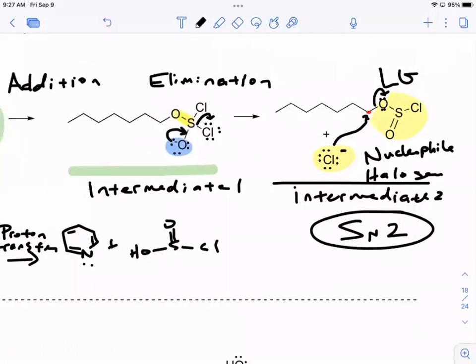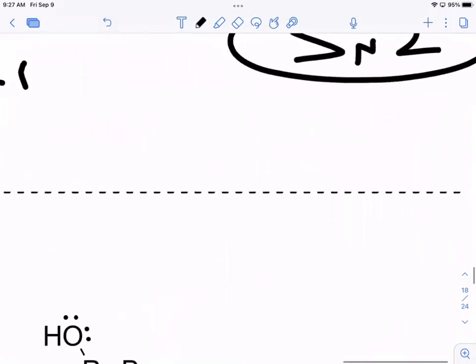That's why this only works on primaries. It can work on a secondary, but it'll be slower, because for SN2, primary carbons are faster because of how it happens, right? With the nucleophile coming in and the leaving group leaving at the same time, the SN2 is much faster on a primary carbon because it's more accessible. So I'm going to put that here.